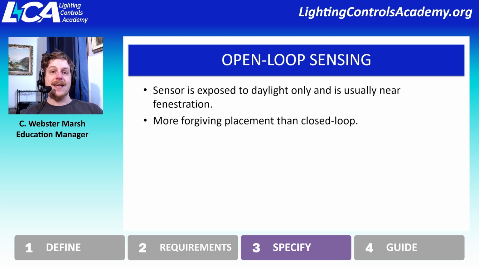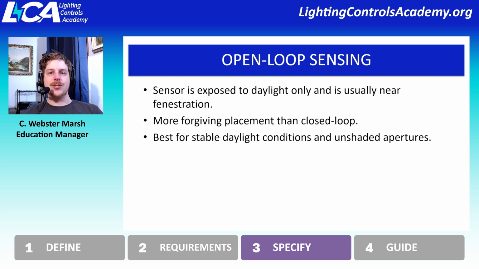In some cases, they might just be binary. They might say, is there light or is there not light? And then turn on or turn off the fixtures. But with open loop dimming sensors, it does have the ability to respond to variable daylight, but it really is best for stable, unshaded situations.